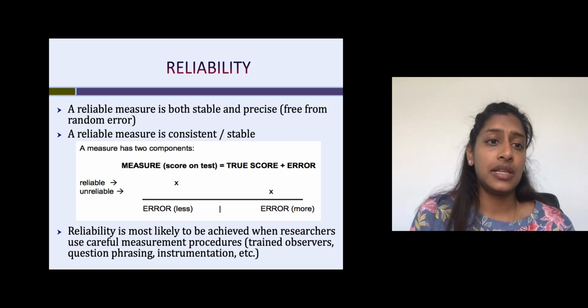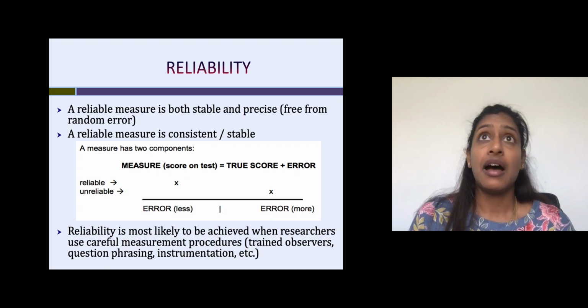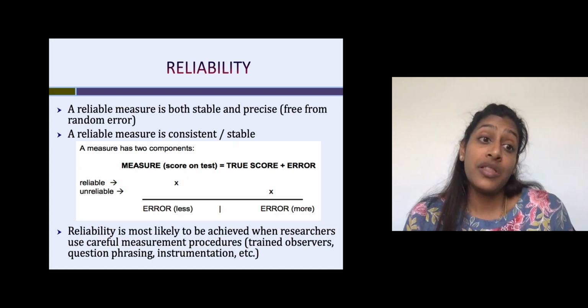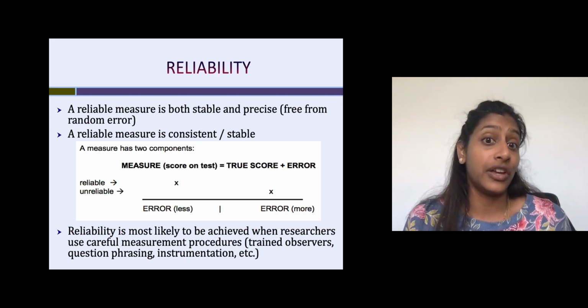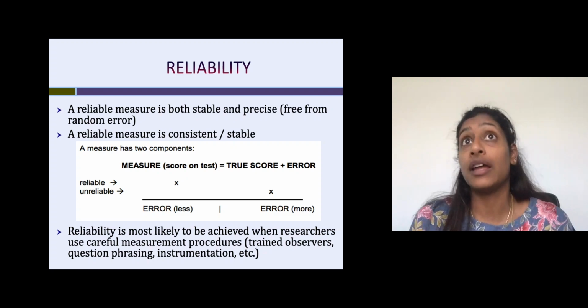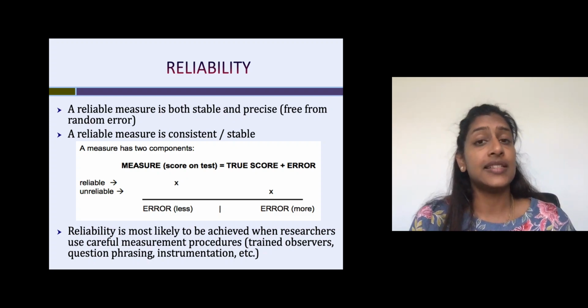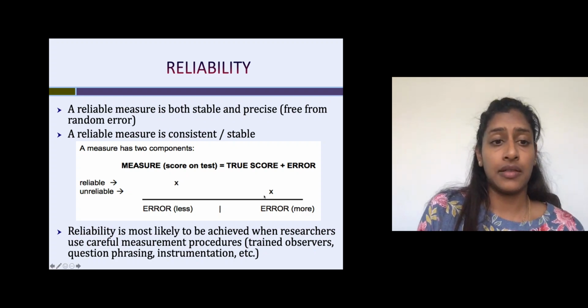Now, a reliable measure is both stable and precise. It's free from random error. And we really want this measurement to be free from that error, right? A reliable measure is consistent and it's stable as well. So every measure has two components. You can kind of think about it like this.